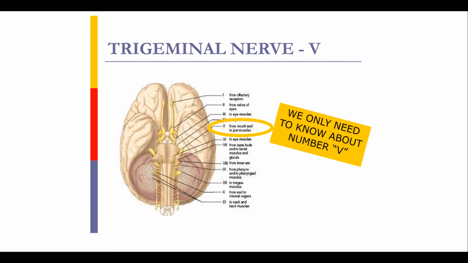The good news is the only one we really need to worry about or care about at this point is the 5th cranial nerve. Again, Roman numeral 5 is a V, and the 5th cranial nerve is from the mouth and to the jaw muscles. So mouth and jaws is the 5th cranial nerve, and that is called the trigeminal nerve. Make sure you know that name, the trigeminal nerve.